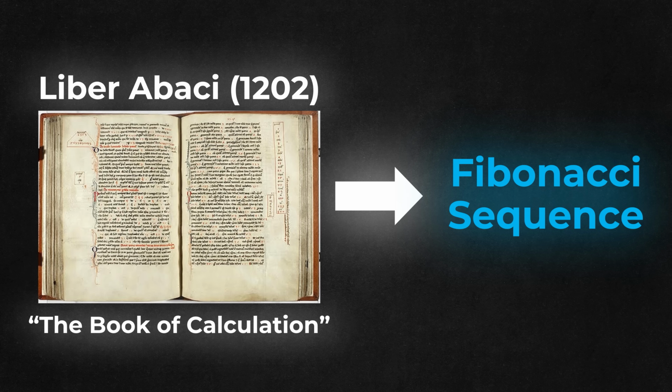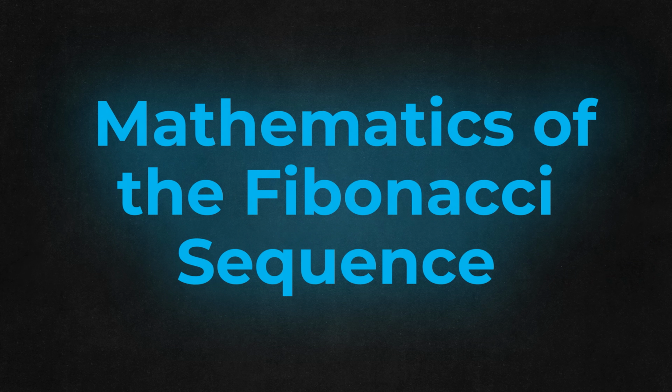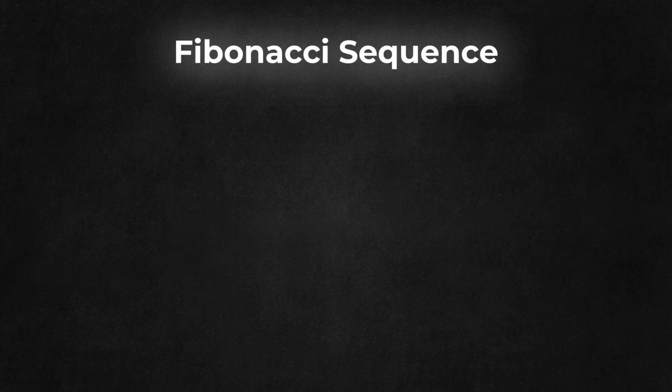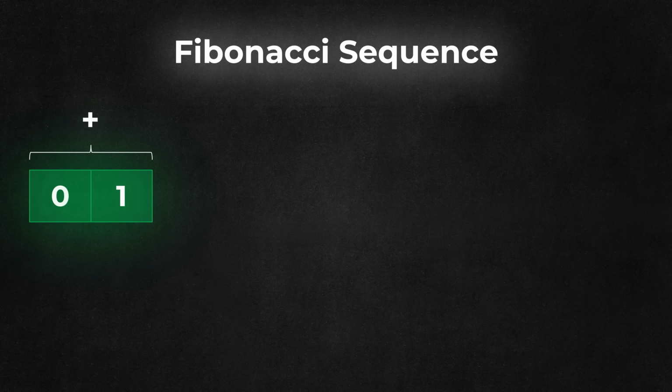Let's now dive into the mathematics of the Fibonacci sequence so you can have a better understanding of why this is so important and why it became so famous. The Fibonacci sequence is very simple to understand. It's a sequence of numbers that start with 0 and 1. To calculate the third number in the sequence, we add the first two numbers. So the third number in the sequence is equal to 0 plus 1, which of course equals 1.